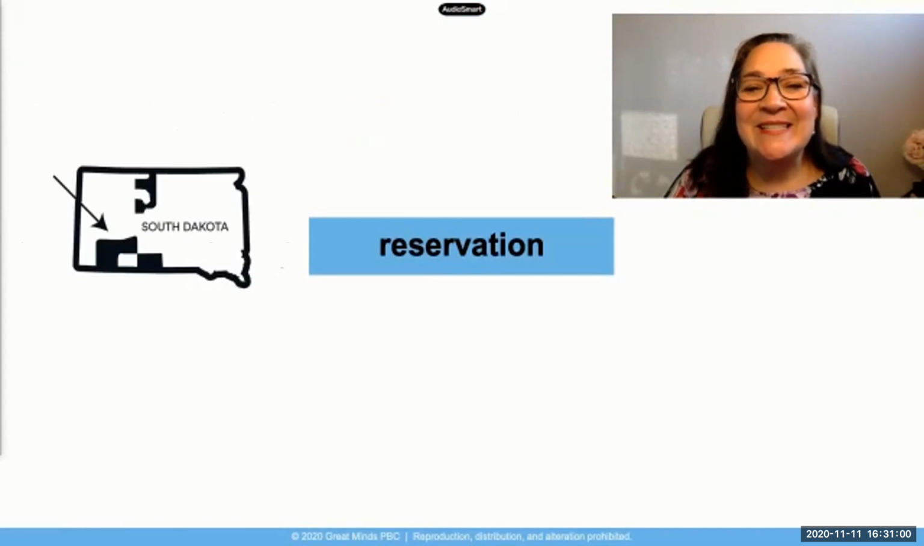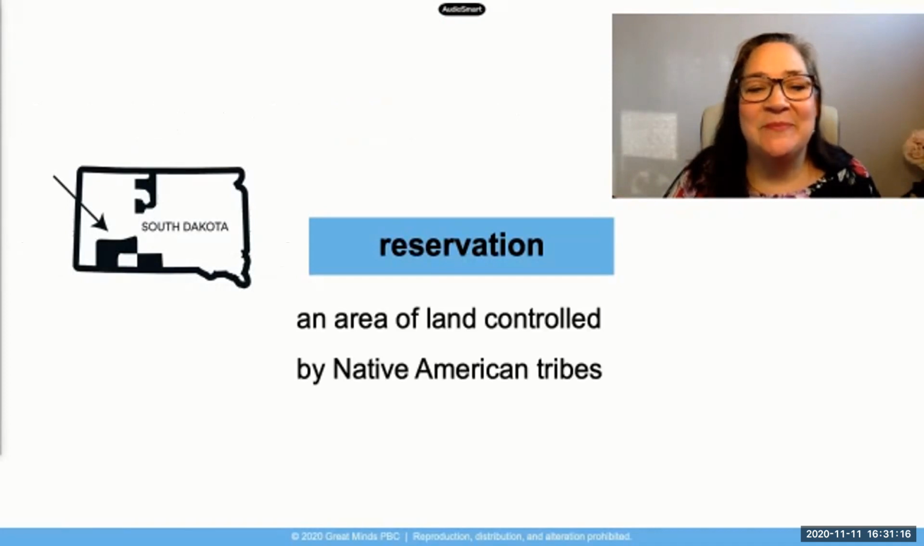Our last word is reservation. This is a map of South Dakota, and the arrow is pointing to some land in South Dakota. Let's think of and learn about the definition of the word reservation. The definition of reservation is an area of land controlled by Native American tribes. Oh, that makes sense. The Native American tribes control the land that the arrow is pointing to in South Dakota.